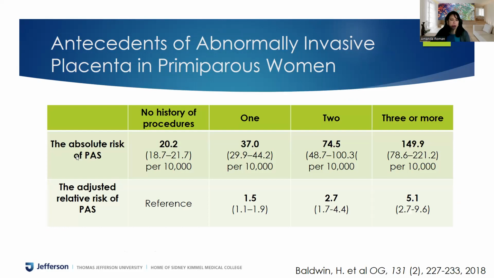If this is the absolute risk of placenta accreta spectrum, no history of procedures is the reference, and the relative risk increases as there are 1, 2, 3 more procedures, and they adjusted for maternal age and parity, then using no history of procedures as a reference, every surgical procedure, hysteroscopy, D&E, increases the risk of placenta accreta spectrum.